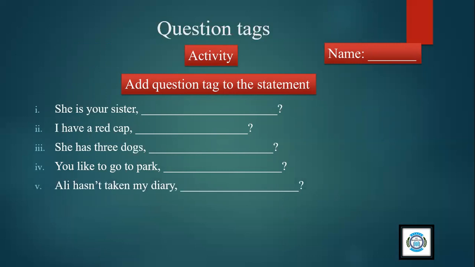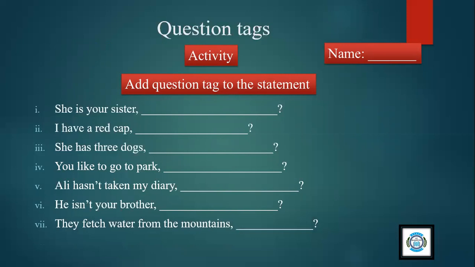Ali hasn't taken my diary. Has Ali or has he? He isn't your brother, is he? They fetch water from the mountains, don't they? Ali and Hamid do not learn the lesson, do they?